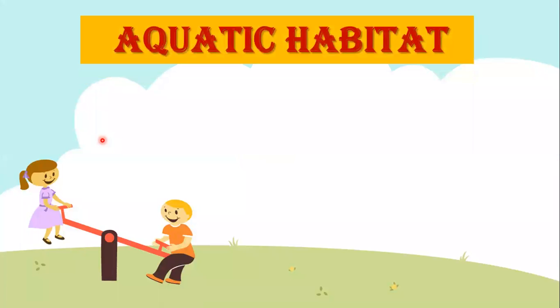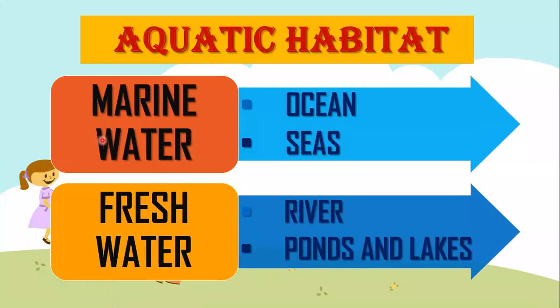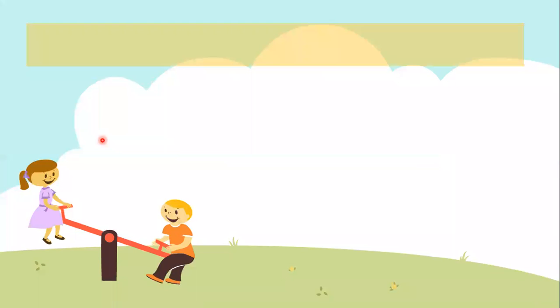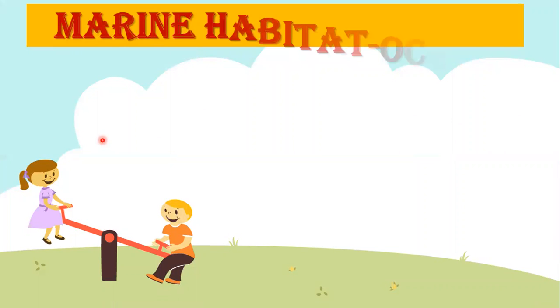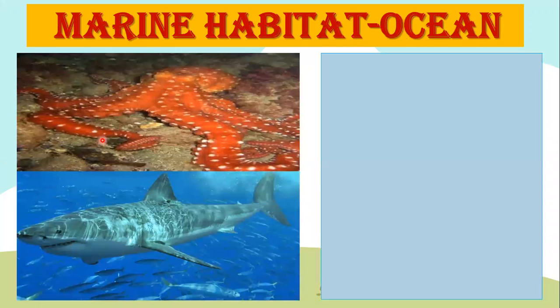Next is aquatic habitat. Aquatic habitat, I told you, is the plants and animals which are found in water. So adaptations, if we see in fish or other marine animals, aquatic life: the body is covered with scales to protect it from decay underwater. The shape is boat shape, streamlined.